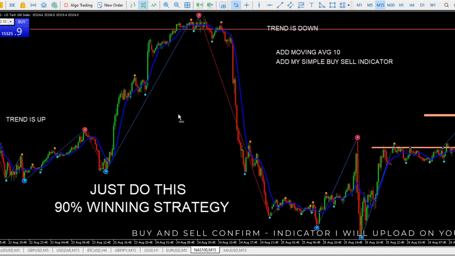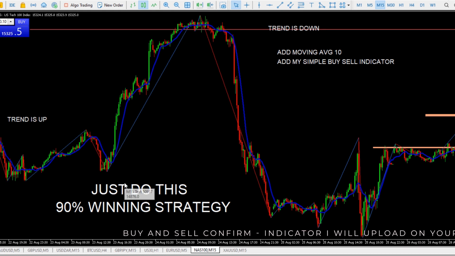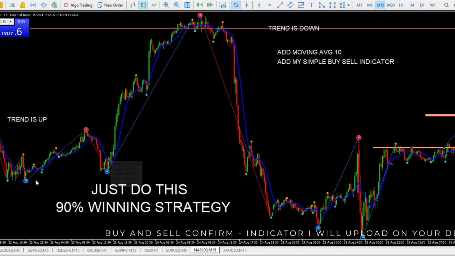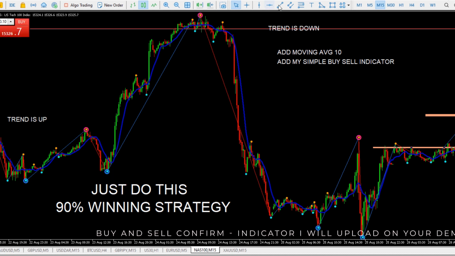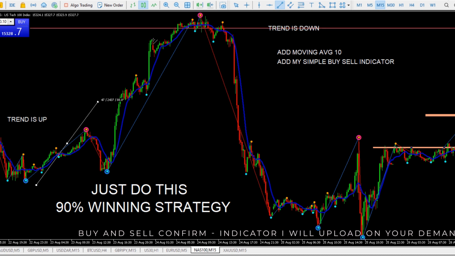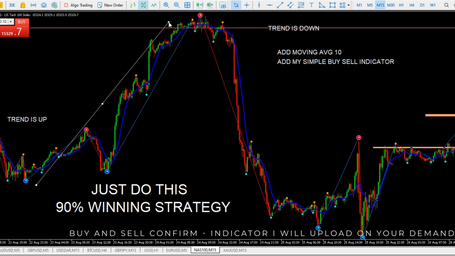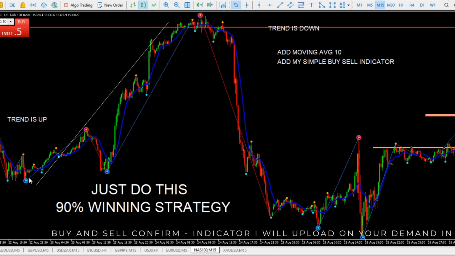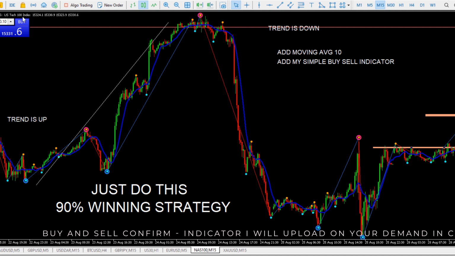Let's see how it works in NASDAQ 100. When blue dots appear, a buy signal appears and gives you confirmation. But you can also confirm your buy and sell with moving average 10, when price crosses over moving average 10 strongly. Compare your buy and sell with the indicator and take the trade with no hesitation.